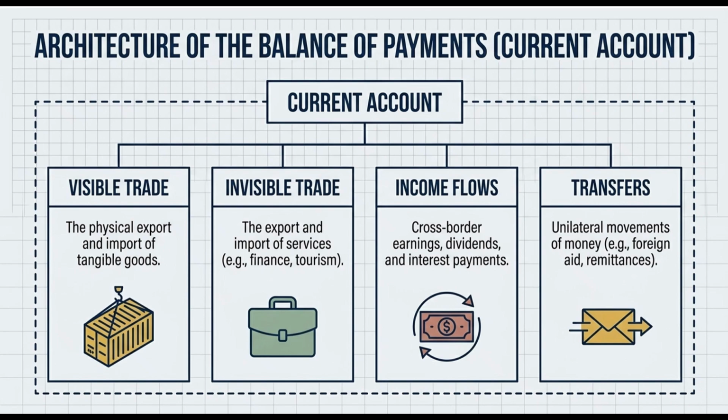The first one is the current account. It includes all the visible trade, like physical export and import of tangible goods, and the invisible trade, like the export and import of services like finance, tourism, etc. Income flows such as cross-border earnings, dividends, and interest payments, and transfers, like unilateral movements of money such as foreign aid, remittances, etc.